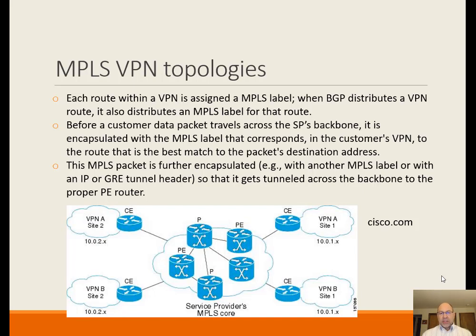So the MPLS packet is further encapsulated, maybe with another MPLS label, so that it gets tunneled across the backbone. So what that means is that I might not have to forward or to make part of the routing the details of the destination. I only have to add to my tables the additional MPLS information.